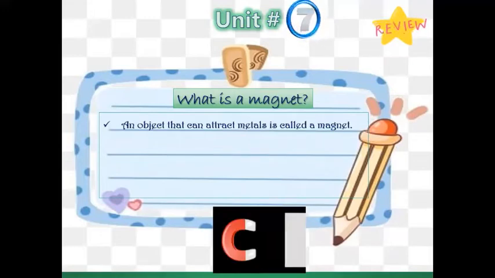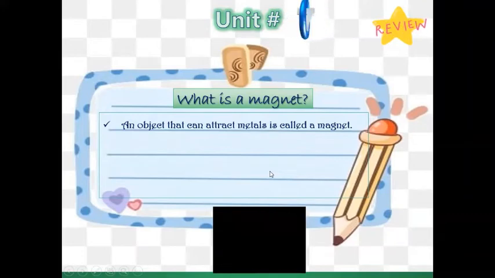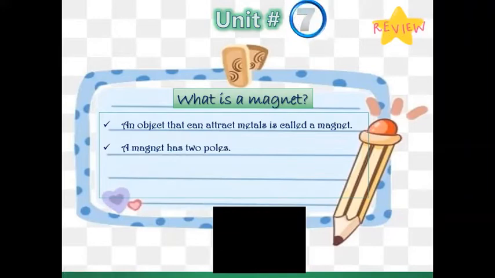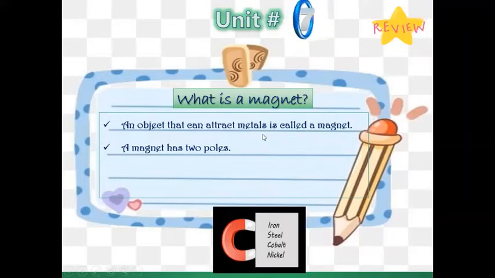These types of materials include iron, steel, cobalt, nickel, and their alloys, some types of rare earth metals, and some naturally occurring minerals such as lodestones. Magnets have two ends, and these are called poles, meaning we have two poles, north pole and south pole, just the same as on Earth.